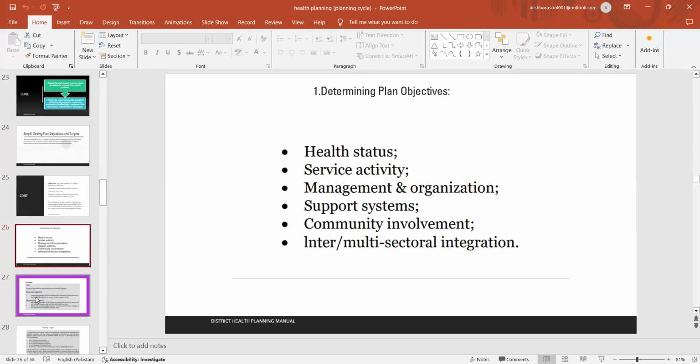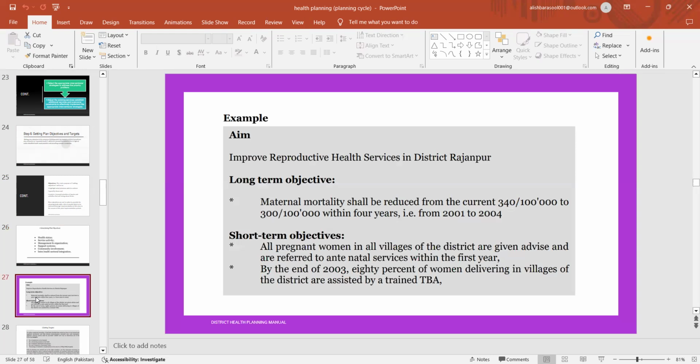Determining plan objectives. Number 1 is the health status. Number 2 is the service activity, management and organization, support systems, community involvement, inter and multi-sectoral integration. Improve reproductive health services in District Rajanpur. Maternal mortality shall be reduced from the current 340 over 100,000 to 300 over 100,000 within the 4 years.